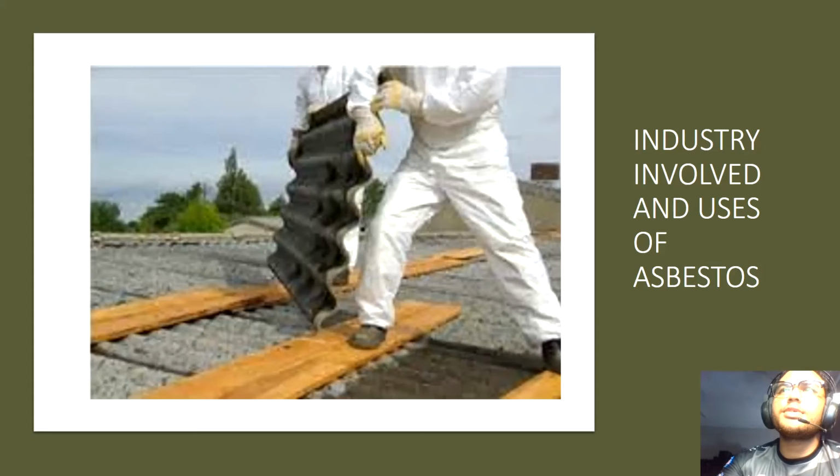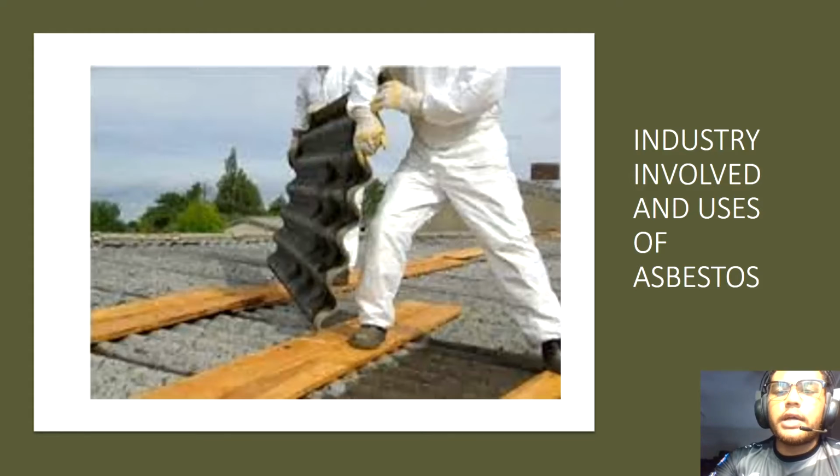So next, industry involved and uses of asbestos. The industries involved are such as abrasive manufacturers, asbestos product manufacturing, chemical plants, construction industry, maritime companies, mining industry, offshore rust removal business, refineries, paper mills, sand manufacturers, and also power plants.